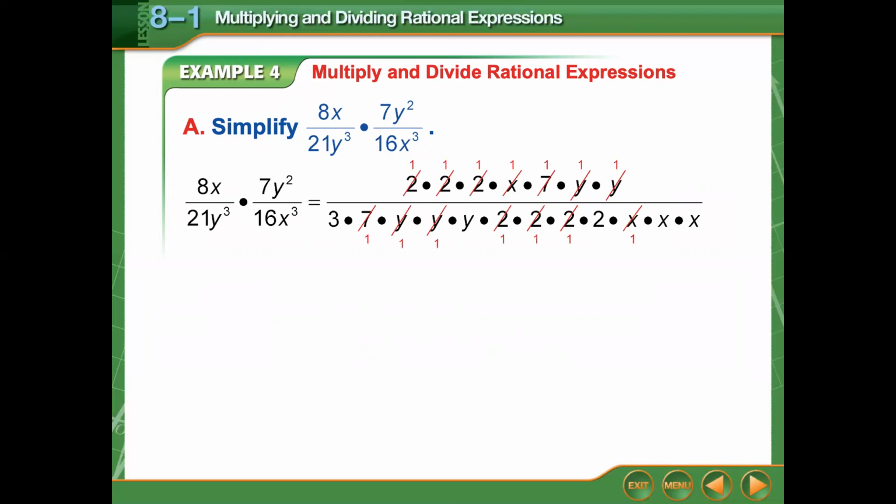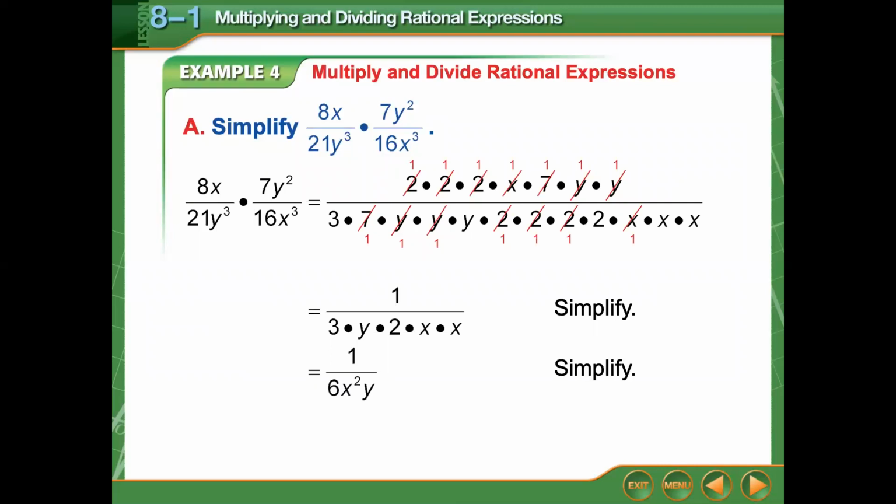But when we do that, everything cancels out in the top, so that leaves us with 1, and in the bottom we're left with 3 times y times 2 times x, which would just be 6x squared y. So our answer would be 1 over 6x squared y.